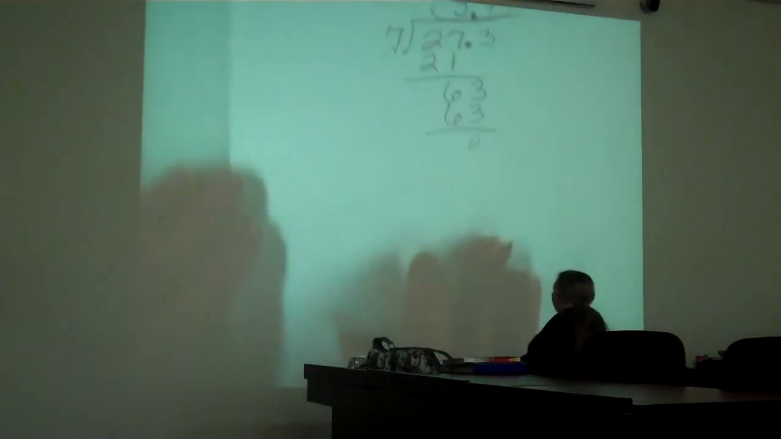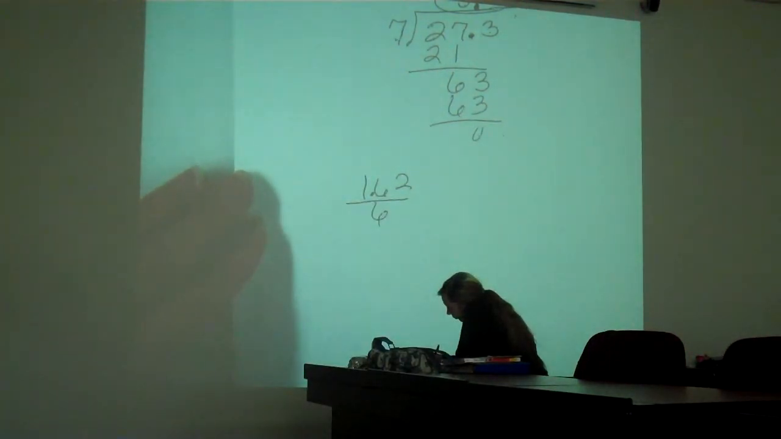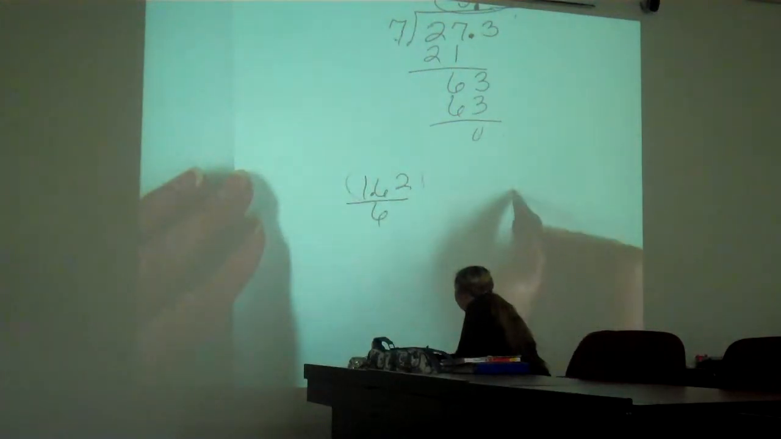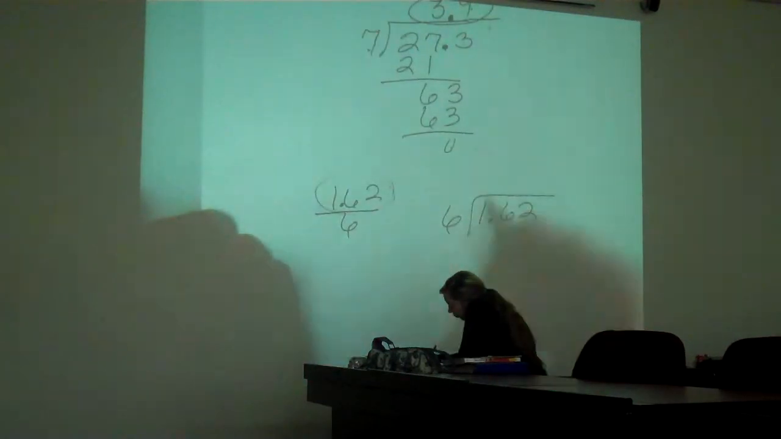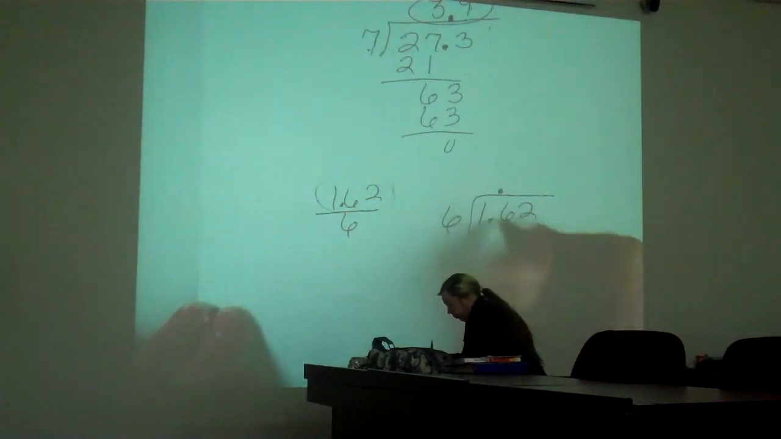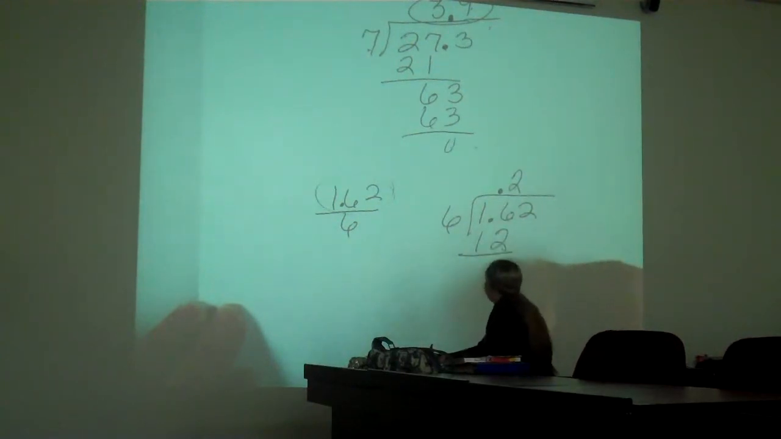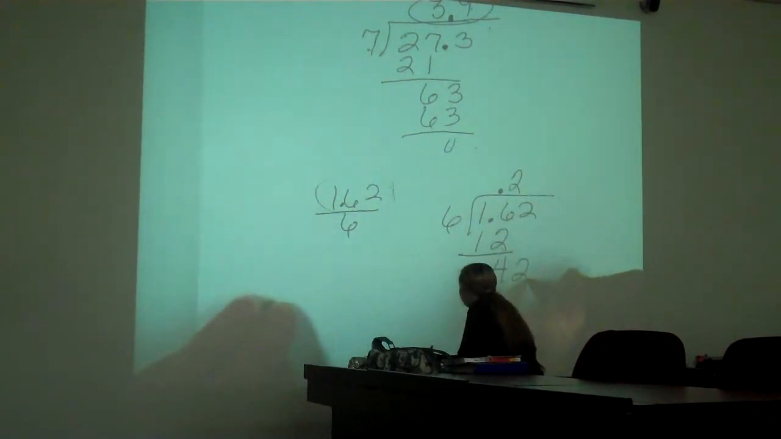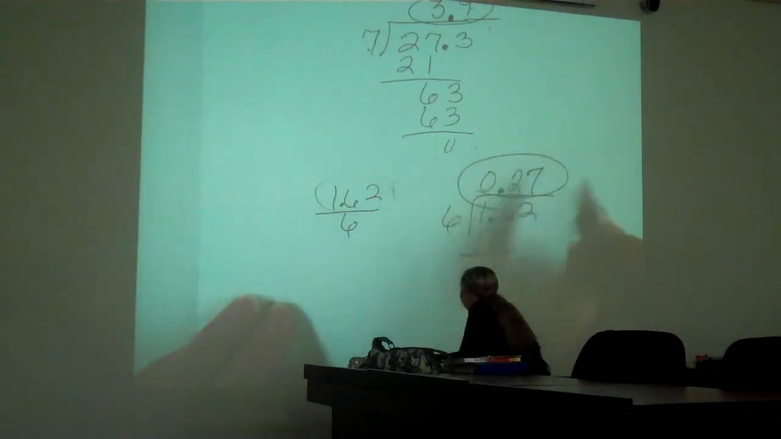Okay? If you have a problem that shows you like 1.62 over 6, the part that goes under the division sign is your top. And then do it just like we did the problem before. So bring your decimal up into the answer. 6 will not go into 1, so 6 into 16. 2 times 6 is 12. Subtract. Bring the 2 down. 6 into 42? 7. And it's over. Don't write it with just the decimal in the front, so go ahead and put 0.27.